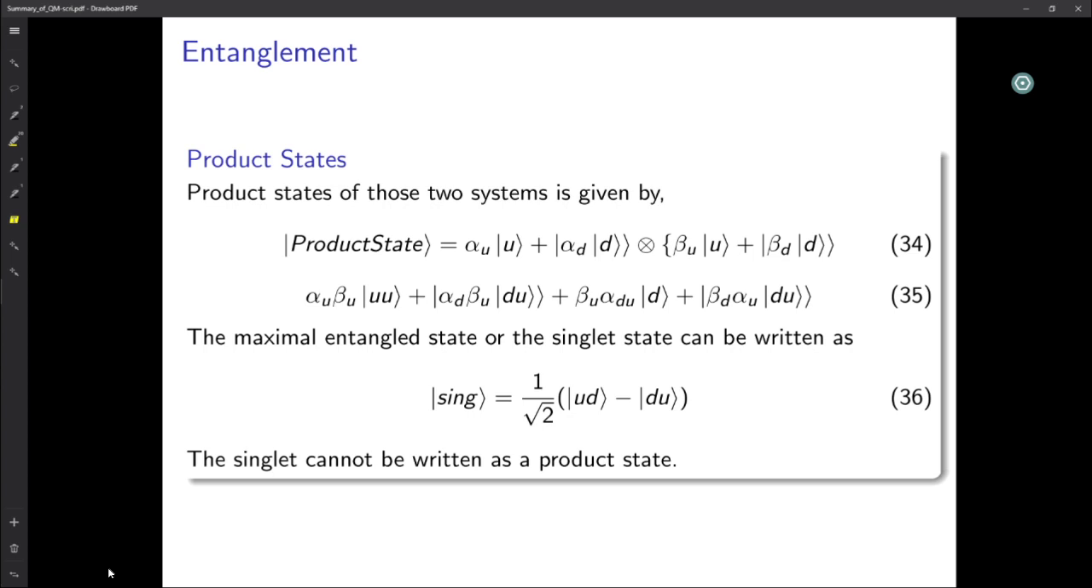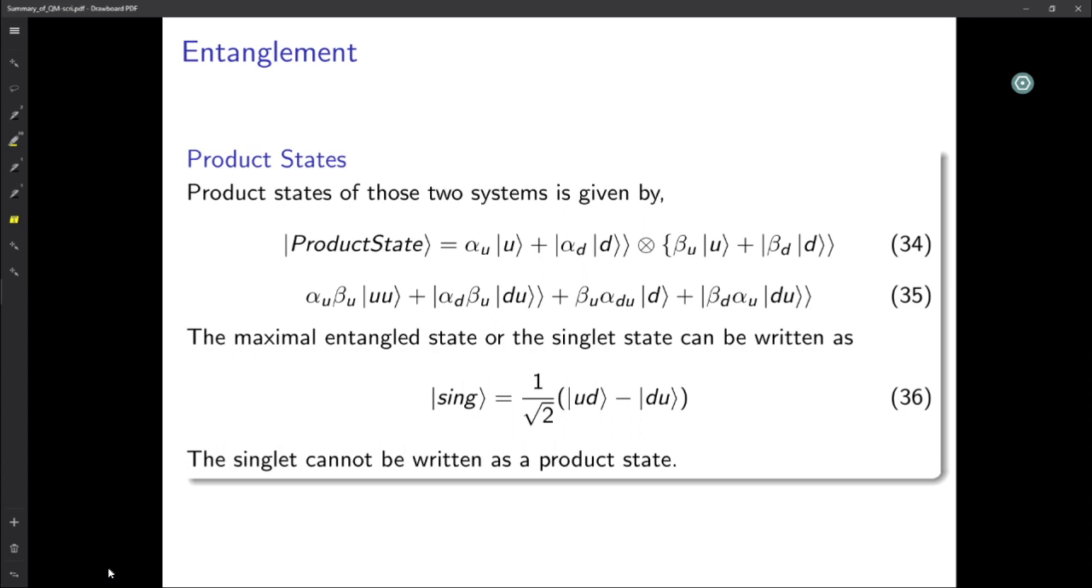If I do the tensor product of these states, I get equation number 35, that is basically alpha u beta u of ket uu, alpha u beta d of ket ud, beta u alpha d of ket du, and beta d alpha d of ket dd. So this is how the tensor product of two different states works.